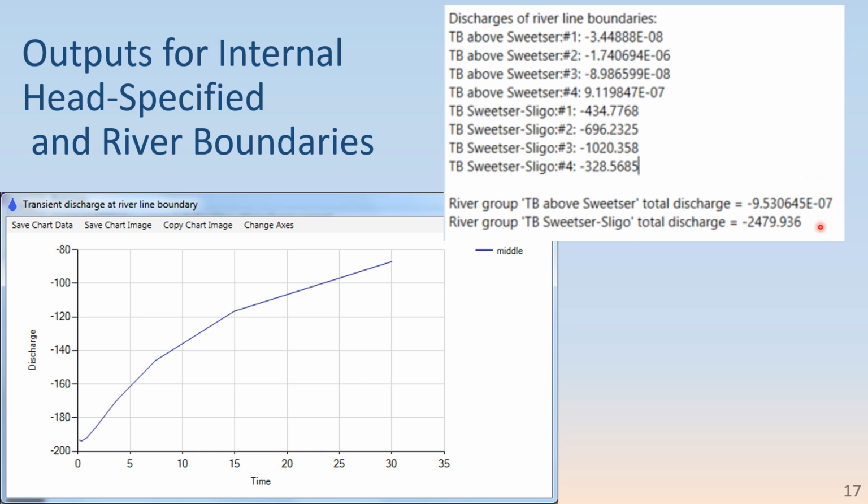And this is handy for getting the total discharge above a stream gauge, for example, and comparing to the stream gauge value. In a transient model, you can also get graphs of the discharge versus time at a river boundary or a head specified boundary. Both of those things are quite handy.